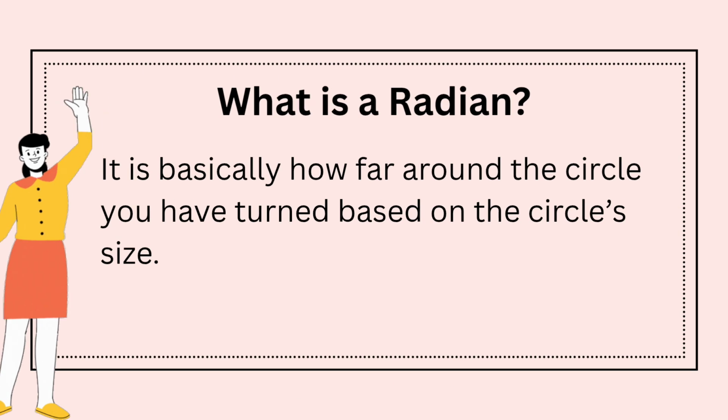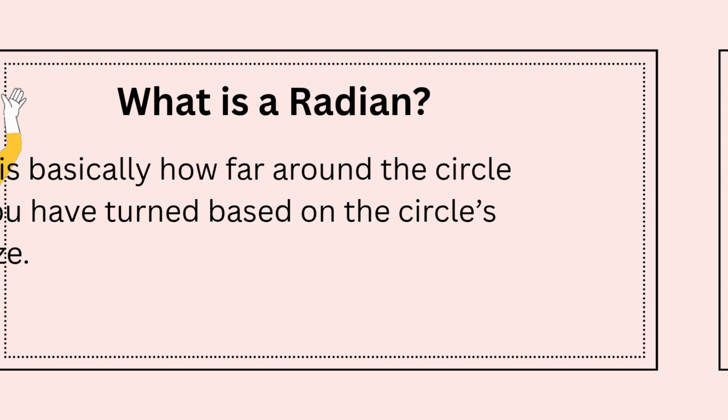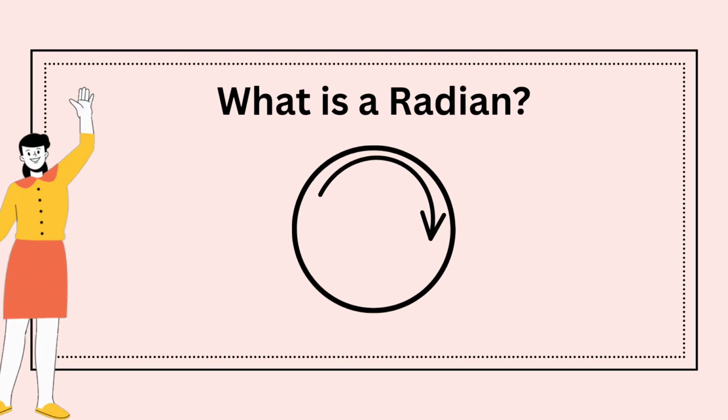In simpler terms, a radian is a way to measure angles. It's like saying, how far around the circle have I turned, based on the circle's size. If you take a piece of string the same length as the radius of a circle and lay it along the edge, the circumference, the angle it makes at the center is 1 radian. Quick facts. A full circle is 2 pi radians, around 6.28 radians. 1 radian is approximately equal to 57.3 degrees.